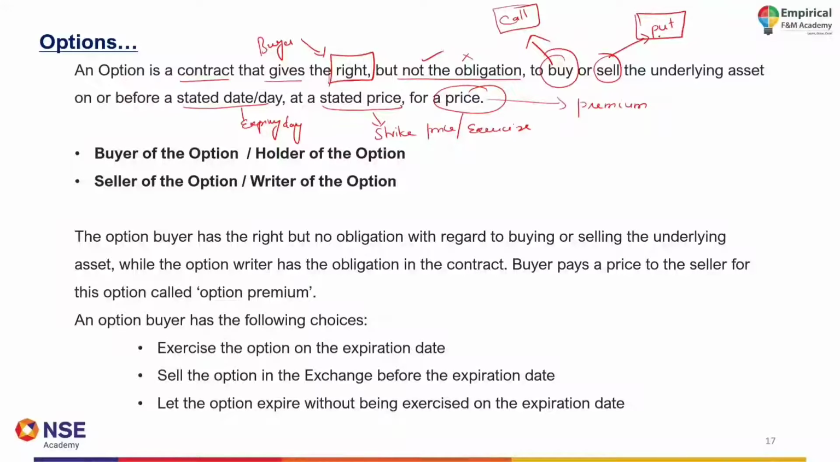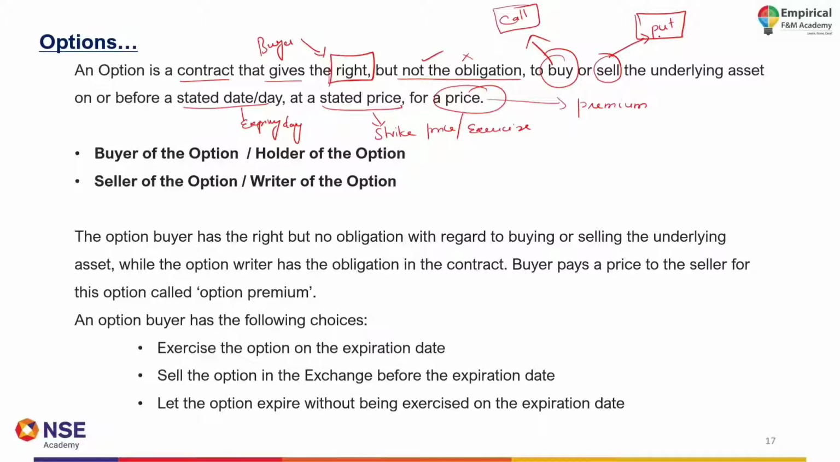So now in any contract, whether it is a call option or a put option, I'm talking about the buyer of the options. When I say buyer of the options, I'm talking about the buyer of the contract. I'm not talking about the currency, I'm not talking about commodities. Okay, so buyer of the option. The other way, I can also call them the holder of the options. The other one is the seller of the options, or the other way, the writer of the options.